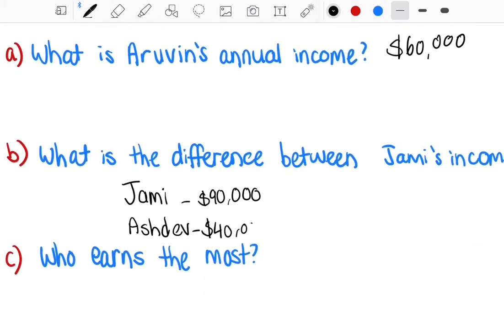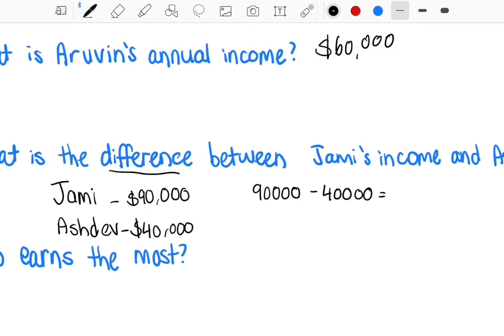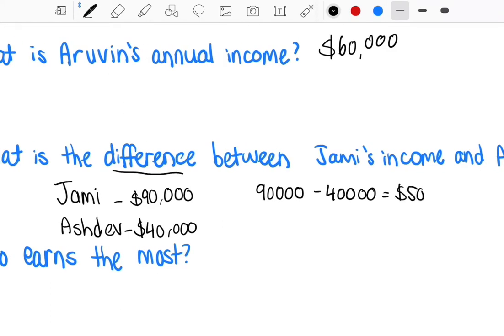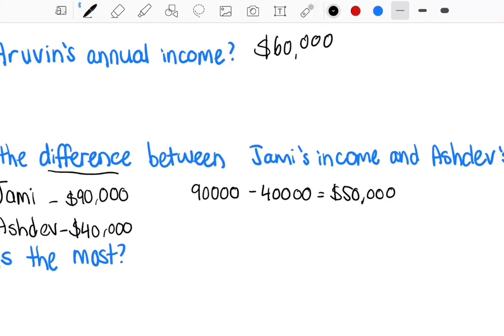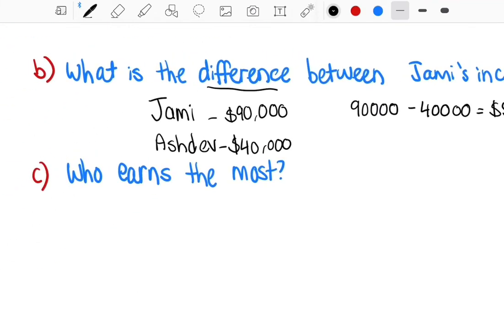So I've got one more step for this question because it wants to know what the difference is. Okay, so to find the difference, I'm going to go 90,000, take away 40,000, which will give me 50,000. So the difference between their yearly or annual income, as it's called, is 50,000, so that's quite a lot of money. So our last one is who earns the most.